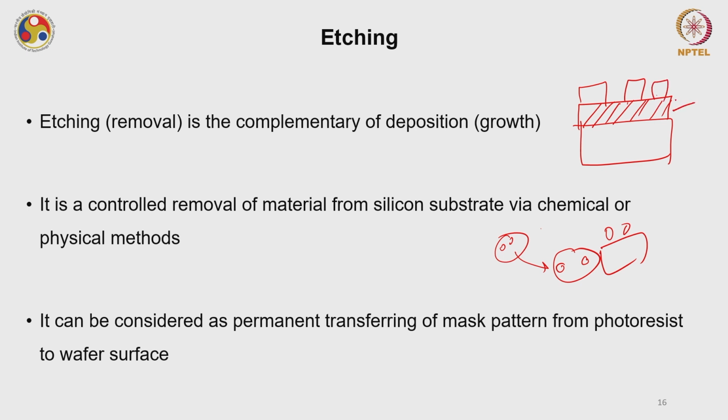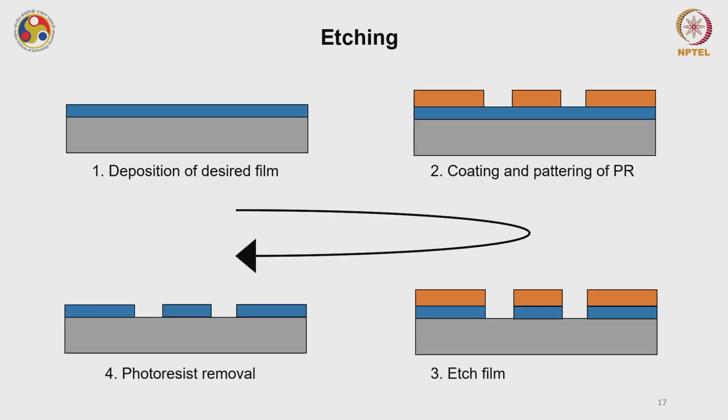However, this pattern has to be transferred onto the thin film, something like this. You have a deposition of the desired film. Already you know the different deposition methods. You can use any chemical vapor deposition method or some physical vapor deposition method. On top of that, you have coated the photoresist and you have done the patterning of the photoresist.